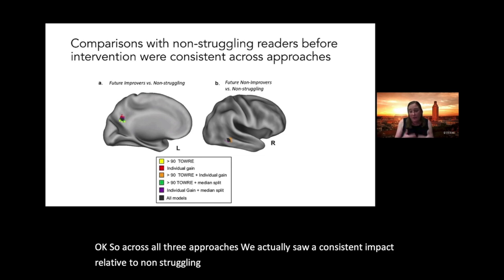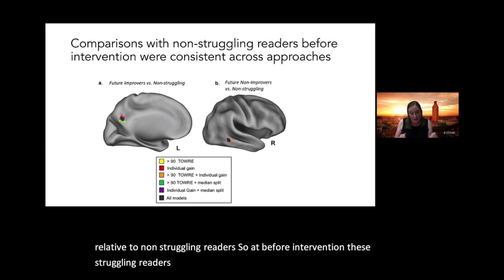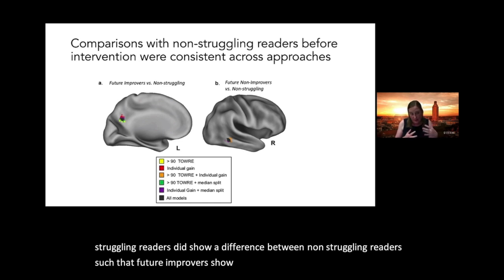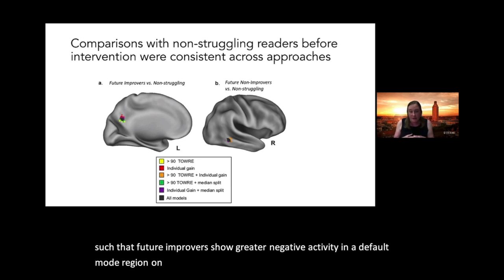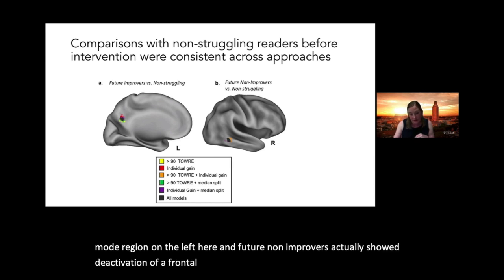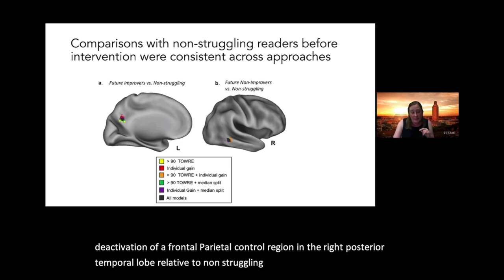Okay, so across all 3 approaches, we actually saw a consistent impact relative to non-struggling readers. So before intervention, these struggling readers did show a difference between non-struggling readers such that future improvers show greater negative activity in a default mode region on the left here, and future non-improvers actually showed deactivation of a frontal parietal control region in the right posterior temporal lobe relative to non-struggling readers. And this was consistent across all 3 approaches.